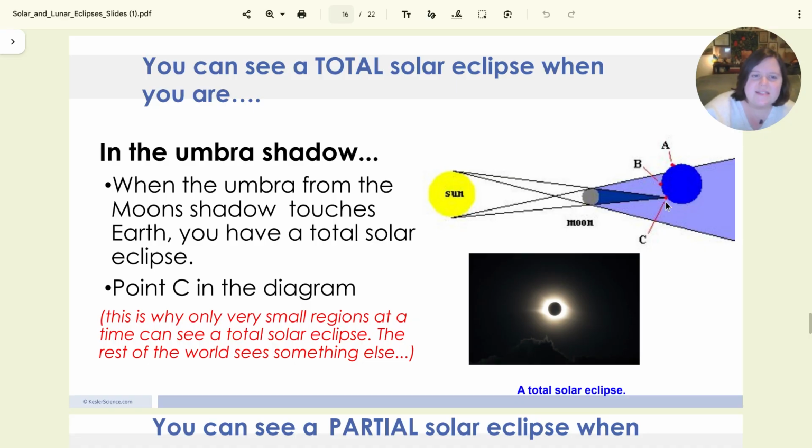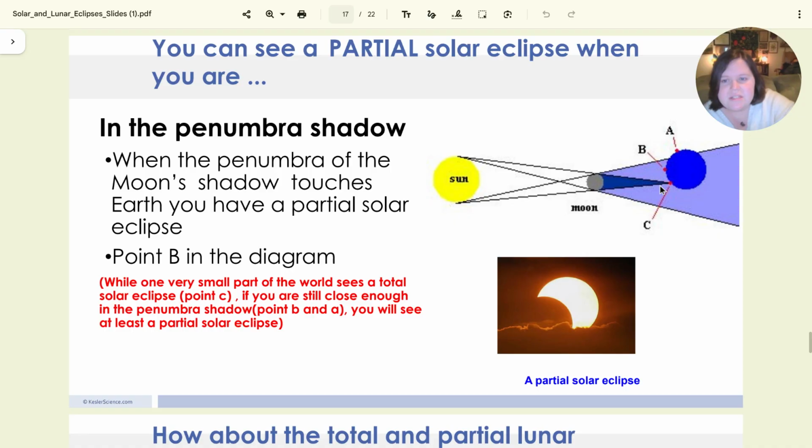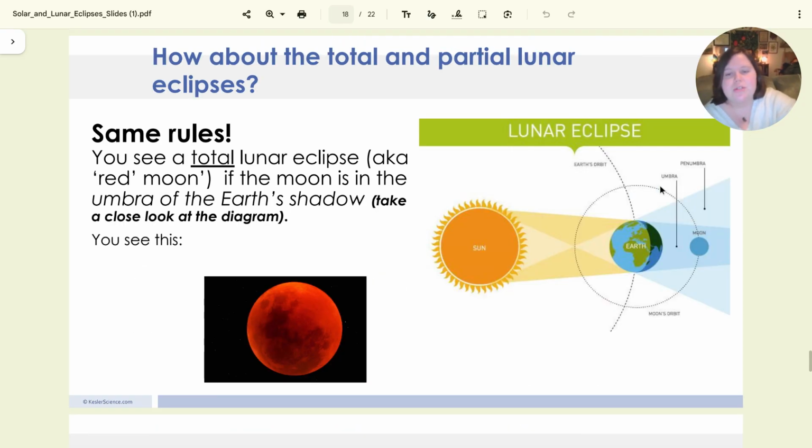If I'm at point C, I'm seeing a total eclipse. If I'm at point B, I'm seeing a partial eclipse. This is why when we have solar eclipses, you'll hear them talk about the path of the eclipse. This is what they mean: whether you're in the path to be in the totally darkest part or the kind of dark parts. Okay? So in that penumbra, you have a partial.